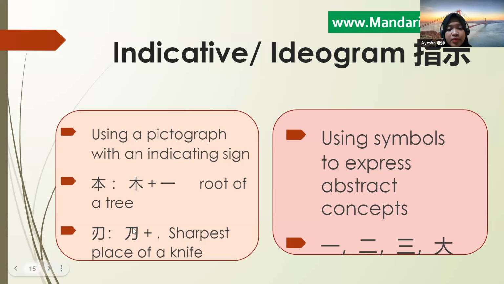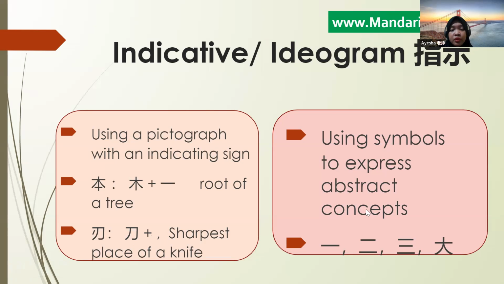All right, now let's look at the second example. This word is dao. Dao means the knife, a knife. Any kind of knife, you say dao. Okay, then you add a dot. Then it becomes a different word, which refers to the sharpest place of a knife.